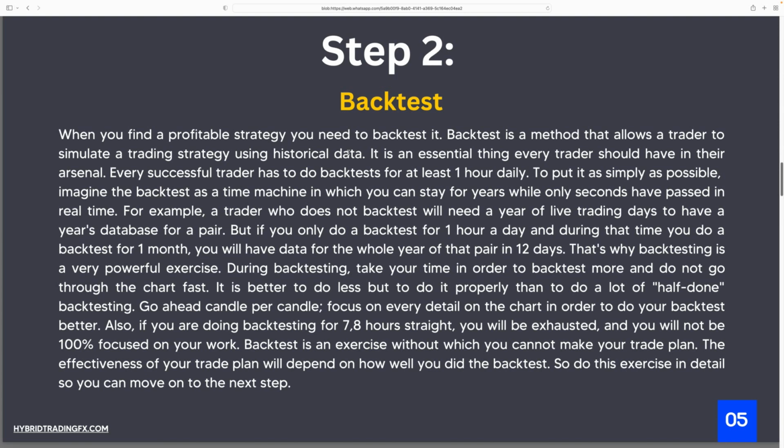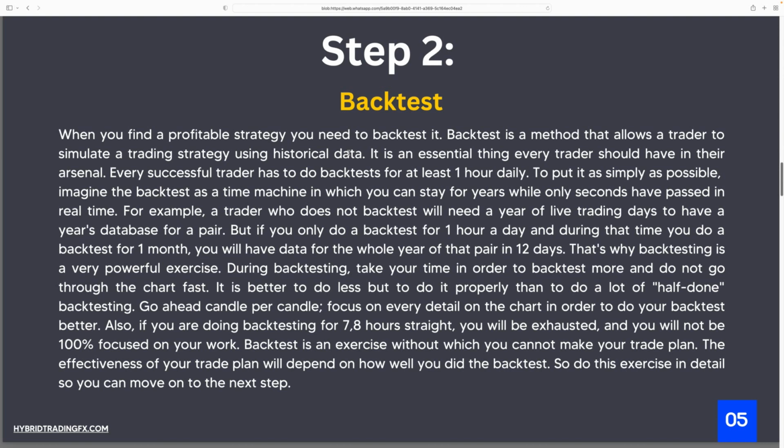Those are the same people that are telling you, go prepare for a demo account, because emotions, everything should be the same. So yeah, that's pretty much it, guys. Backtest is really, really important, and it should be done every single day if possible. Okay, so yeah, second step is backtest.